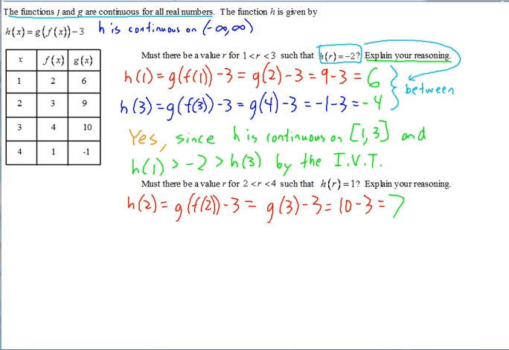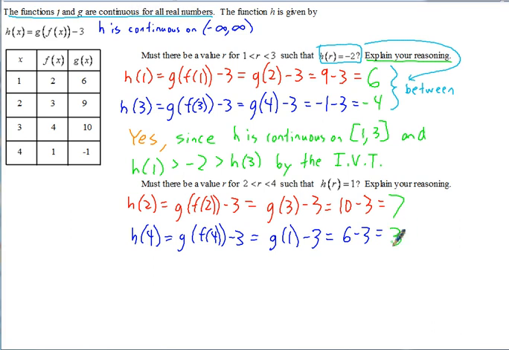And now let's find h of 4, the other input interval. H of 4 would be g of f of 4 minus 3. F of 4 is 1, so that becomes g of 1 minus 3. G of 1 is 6, minus 3 gives you 3.